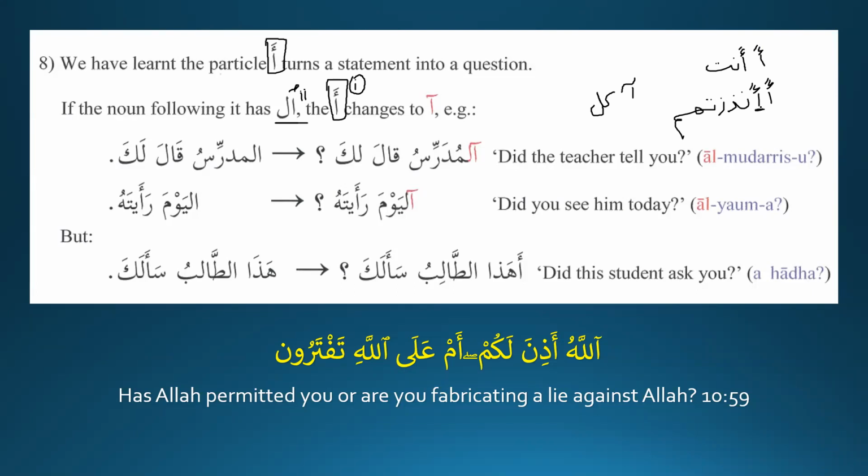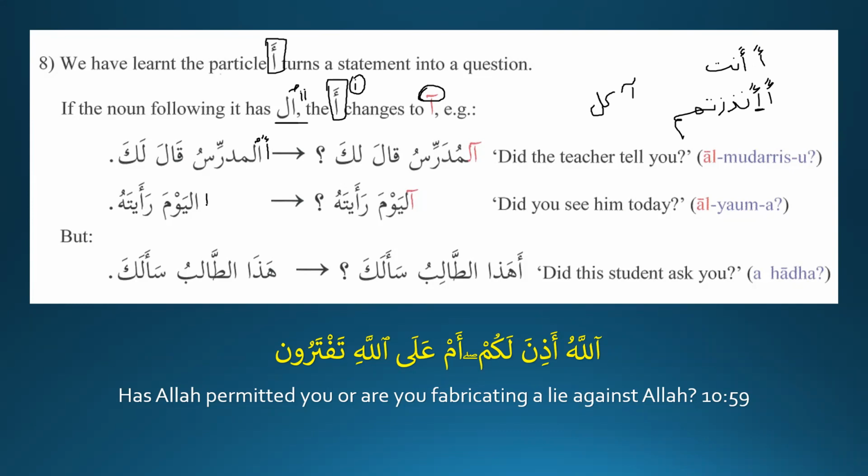But what if after Hamzatul istifham we have Hamzatul wasl? Then Hamzatul wasl changes into a mad. It becomes Mad al Asli. So we will say Al Mudarrisu qala lak. And if you want to say, did the teacher say this to you? So we have another Hamza before it. When we have Hamzatul istifham, and then after that Al Mudarris, whose Hamza is Hamzatul wasl, it will change into a mad. So now we will say a-l Mudarrisu qala lak. Did the teacher tell you? A-l Yawma ra'itahu. Did you see him today?